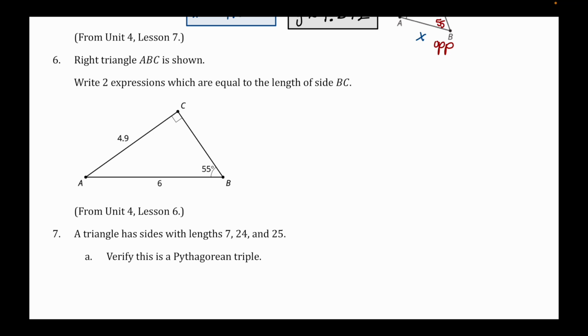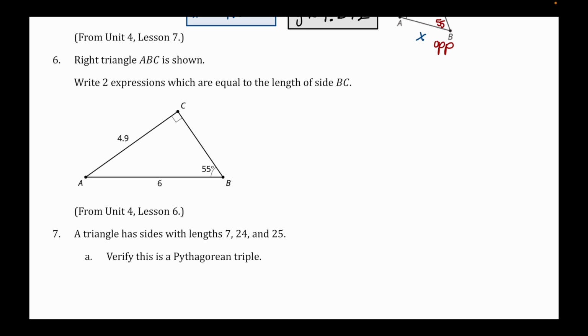So I can do two things here. They're only giving me the 55. I could use some subtraction and find the 35. I could also, since I have two sides, use the Pythagorean theorem.